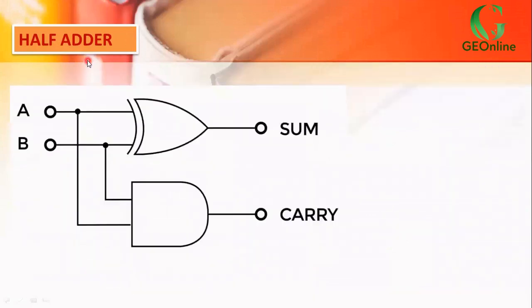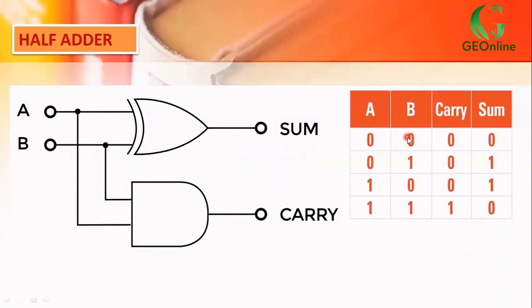So this is our half adder. We have two inputs A and B and two outputs, sum and carry. For sum we have an XOR gate and for carry we have an AND gate. This is the truth table of the half adder. 0 plus 0: carry is 0 because the output of the AND gate is 0, and sum is 0, as the output of the XOR gate is also 0.